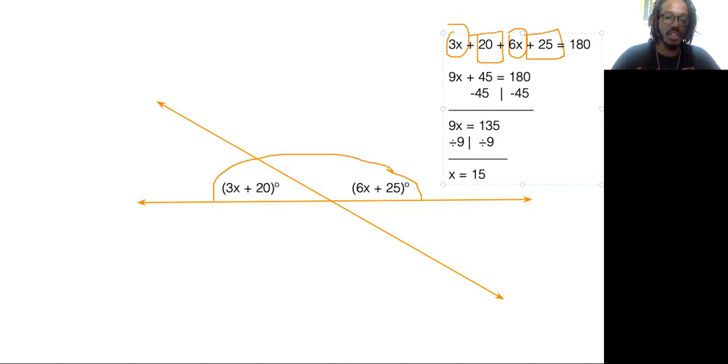Negative 20 plus 20 is 0. So now I'm left with 2x equals 20 plus 20, which is 40. And then I divide by 2. Divide by 2 on both sides of the equal sign to get x by itself.